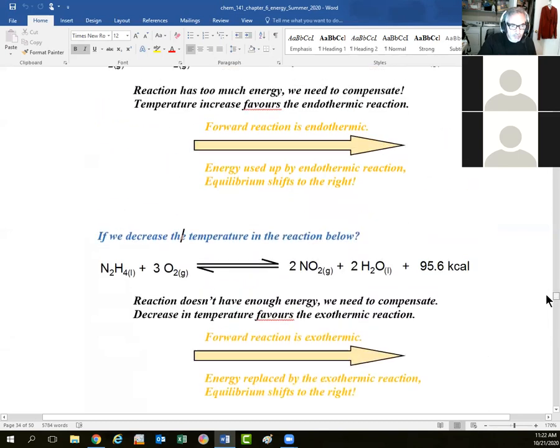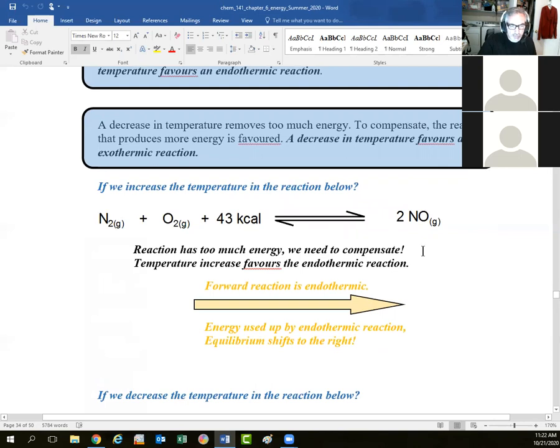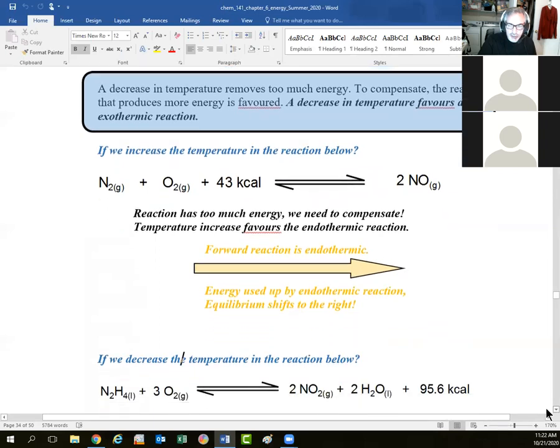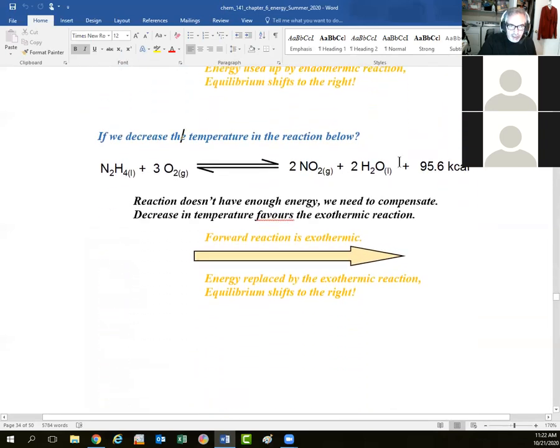Now I know the previous one, the forward reaction was endothermic, but that's because the energy term was on the left-hand side. Now the energy term has switched to the other side of the arrow, the other side of the equation, and so it switches the roles. Now the forward reaction is the exothermic. Energy is exiting the reaction. That's a reaction which is favored by a drop in temperature, and so we see equilibrium moving to the right again. So we'll use up the N2H4 and the oxygen and produce more of the nitrogen dioxide and water.